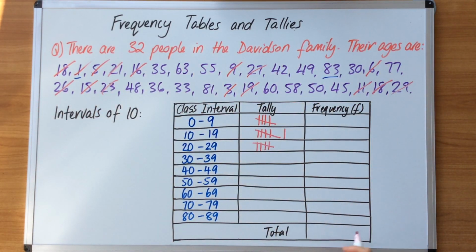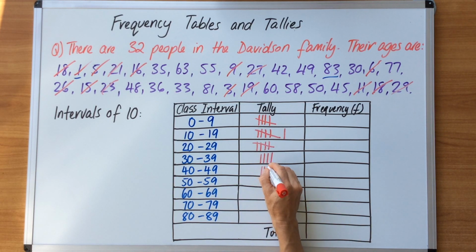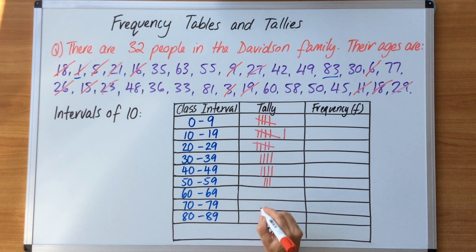We continue on. So I'm going to quicken this up for us. There are 4 numbers that fall in the 30 to 39 range. There are 4 numbers that fall between the range of 40 to 49. There are 3 numbers that fall within the range of 50 to 59. There are 2 between 60 and 69, 1 between 70 and 79, and there are 2 between 80 and 89.